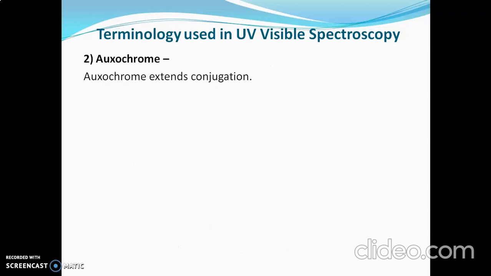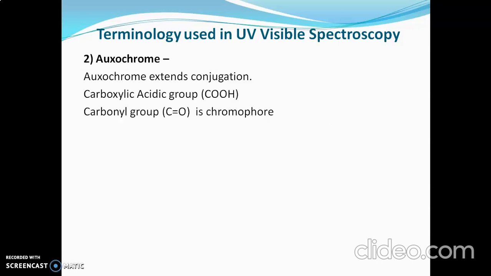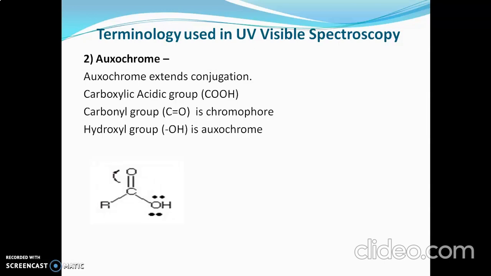One more example is given here. Auxochrome extends conjugation. How exactly? The one best example given here is carboxylic acid functional group. In this functional group, carbonyl group, C double bond O, is a chromophore, and hydroxyl group, OH group, is an auxochrome. And this is the structure of carboxylic group.